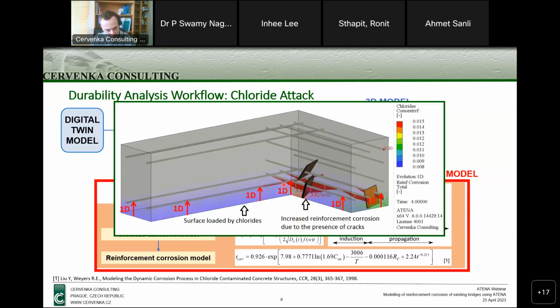This is shown by this 1D plot along the bar, compared to this region where we see no reinforcement corrosion, while the chloride surface content was the same. However, there were no mechanical cracks.